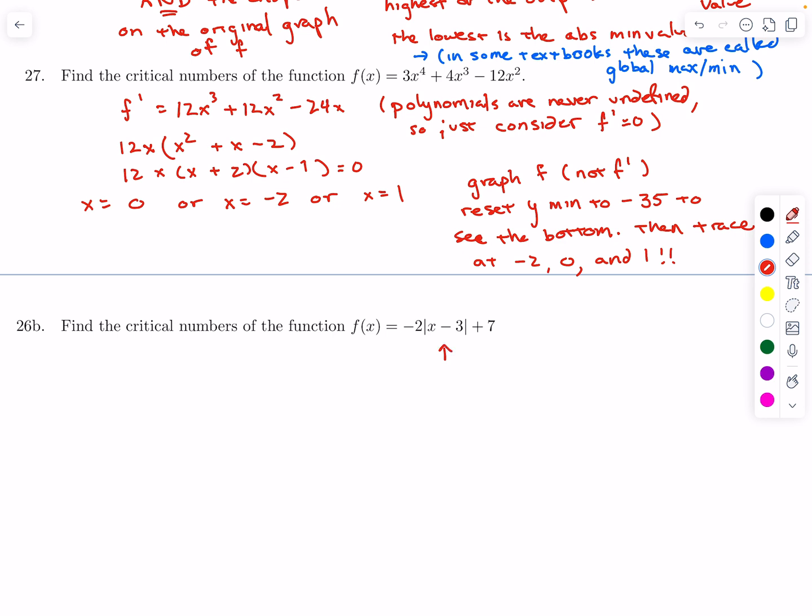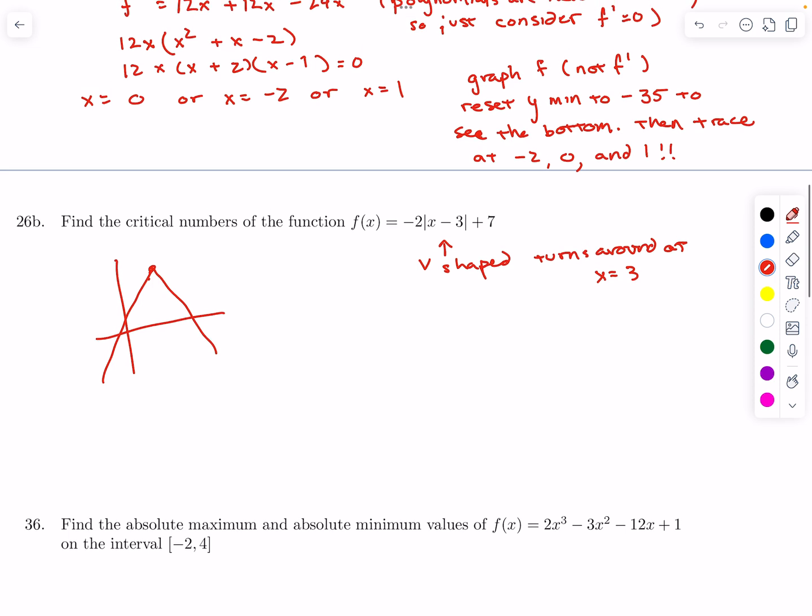Okay, critical numbers of this. Absolute value function is V-shaped. And it turns around at x equals 3. So if you take a look at the picture, it goes through 3, let's see, 7, and then goes down. So notice that we can't find f prime.